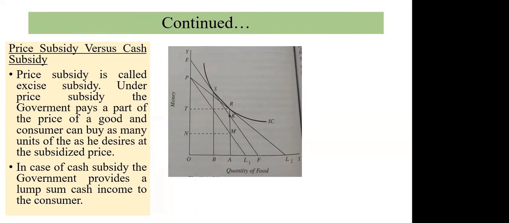Now, first we'll discuss the effect of price subsidy, and then we'll discuss the cash subsidy. So initially, with the money income of the consumer and the prevailing market price of the food, the price line is PL1, this one. But since the subsidy paid by the government is half the market price, the consumer will only pay half of the market price. So as a result, his price line will shift from PL1.